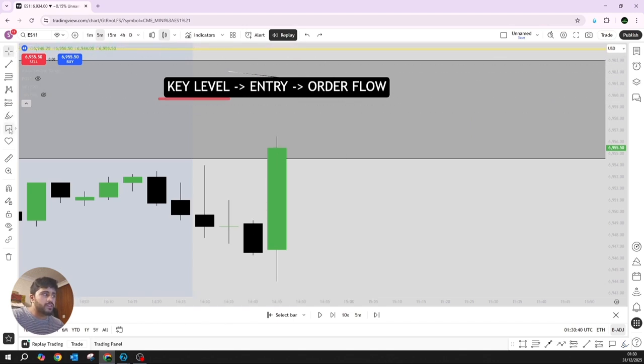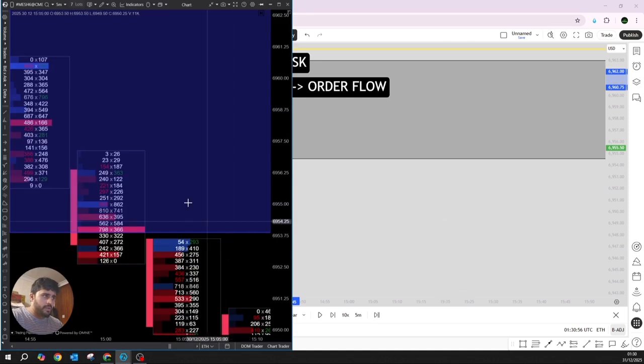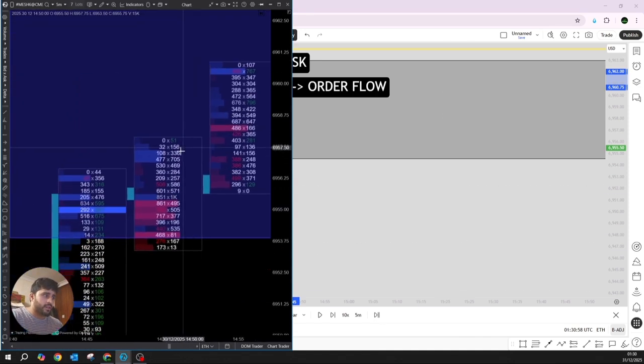And this is where we start to look for the bid and the ask, right? The bid and the ask become quite important for this, for the sole reason of, you need to know what's going on inside of your key levels. So the bid and the ask look something like this, right?